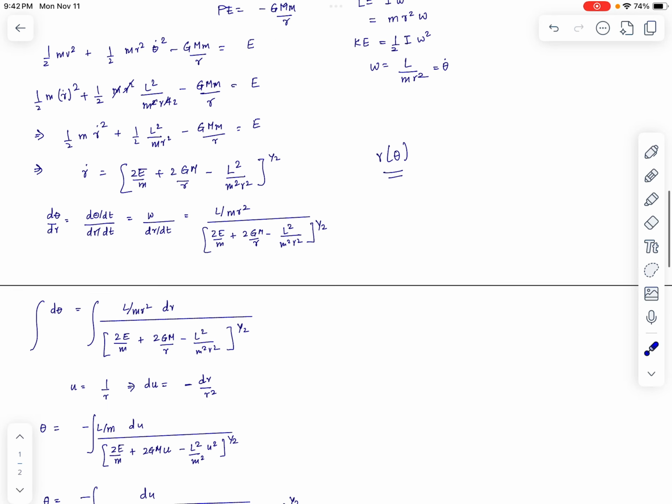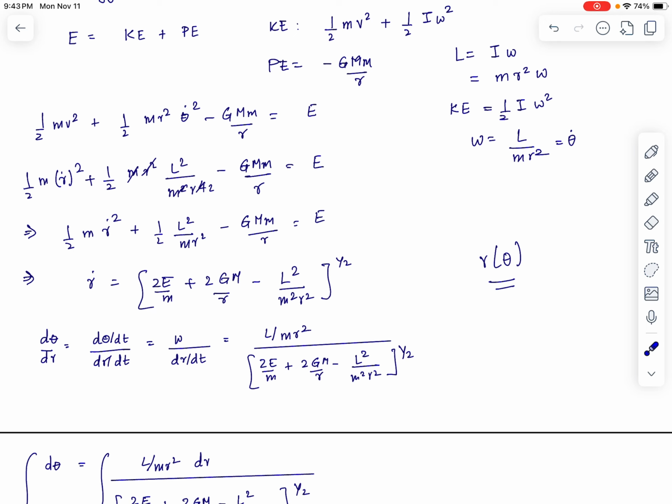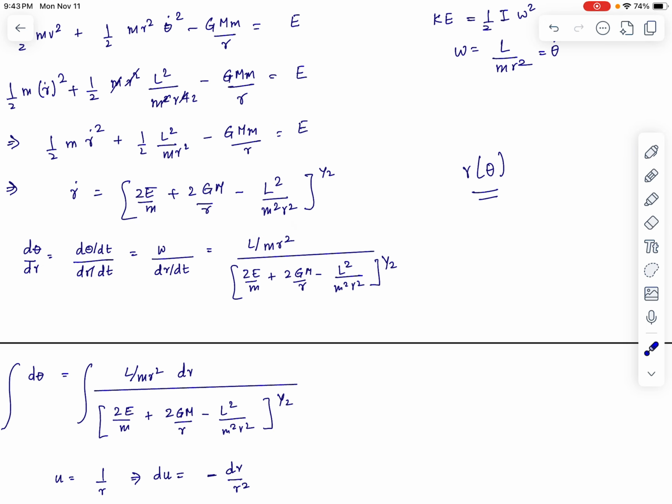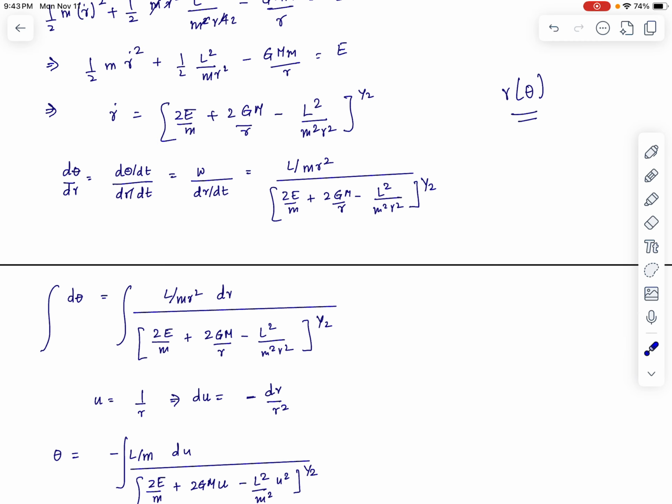So here, d theta over dr equals d theta over dt divided by dr by dt, and d theta over dt is omega, and omega here is nothing but L divided by m r squared, right? And then dr by dt is just this value, so we plug that in here. So we rewrite the expression for d theta as L divided by m r squared times dr divided by this expression in the square root that we had earlier, and we integrate both the sides, right?